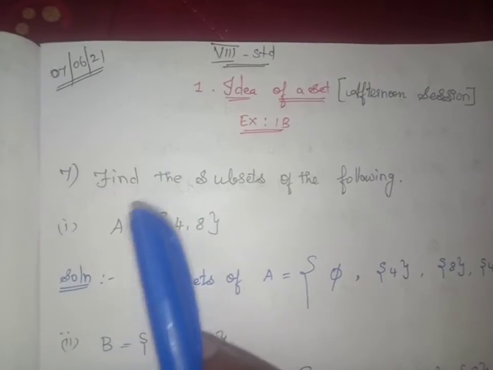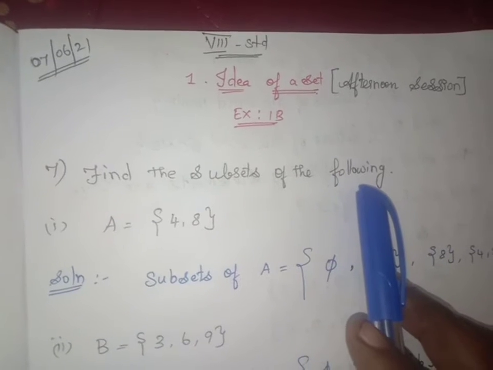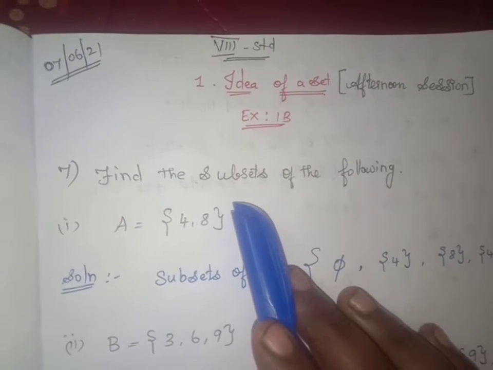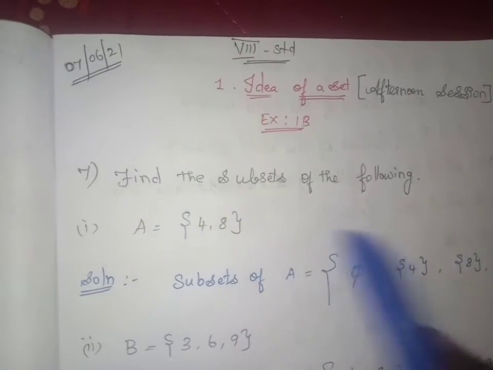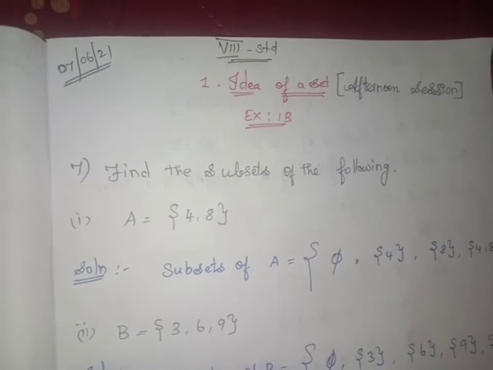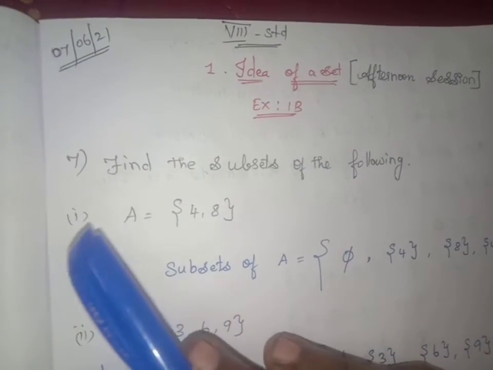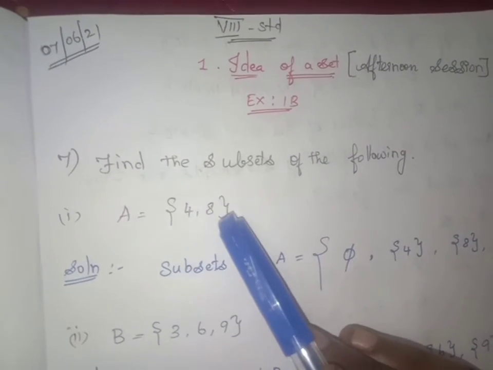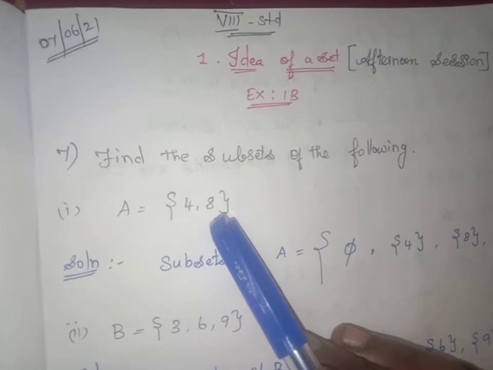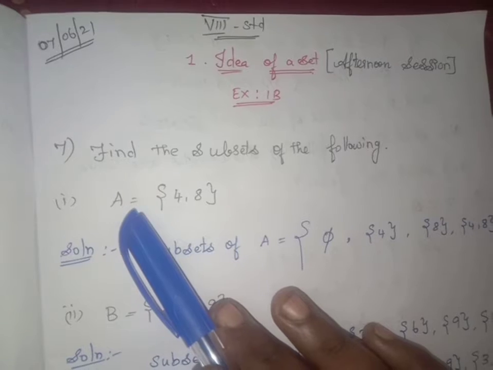The next one, seventh sum, find the subsets of the following. Already I explained the subset. Subset is nothing but a part of the whole set or equal to the same set. So you see this. A is equal to {4, 8}. This is the set A, the biggest set. So you will find the subsets of the set A.